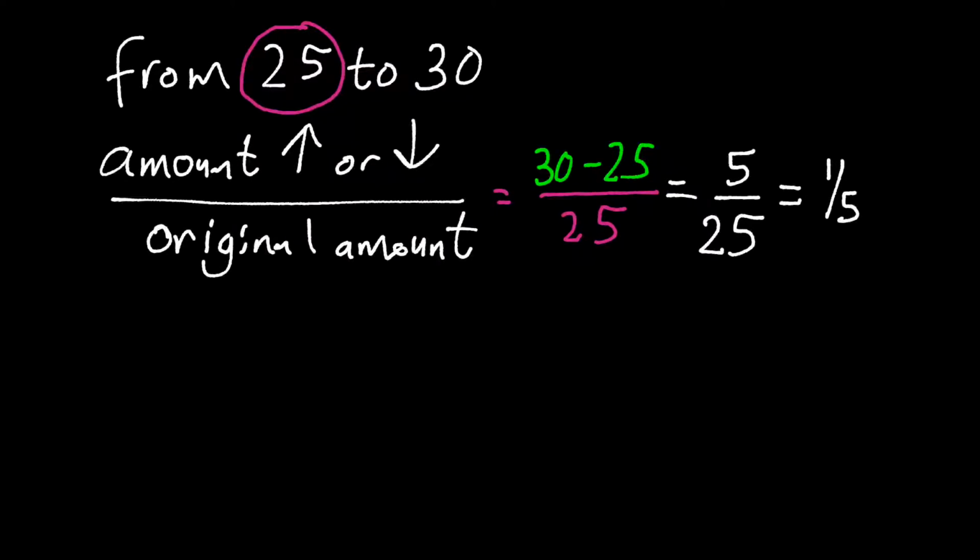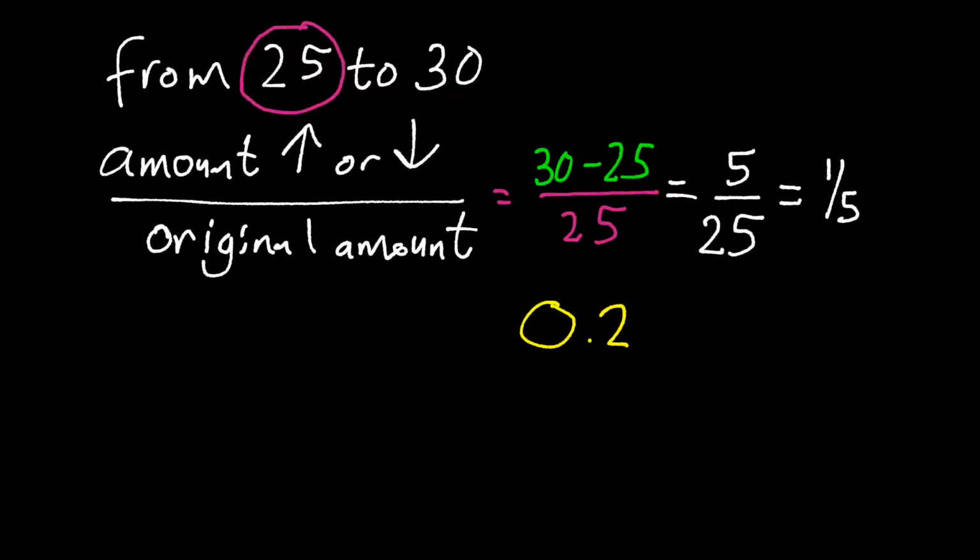But when we're talking about percent increases or decreases, we don't want our final answer as a fraction. We want it to be a decimal. And if we are good with our decimals, or we can divide 1 by 5, we get the decimal 0.25. Whoops, not 0.25, 0.2. And this is our percent change.